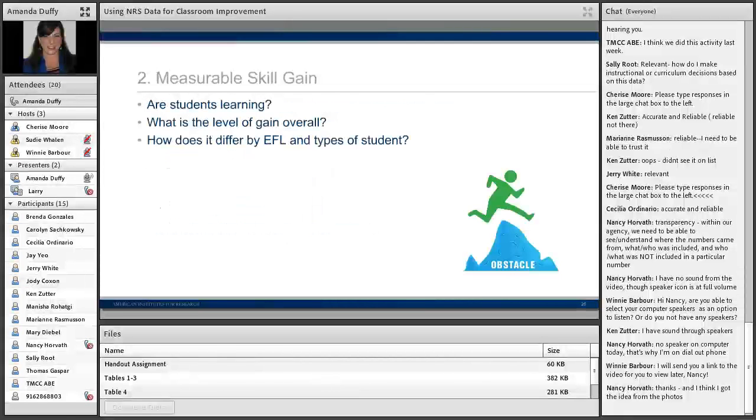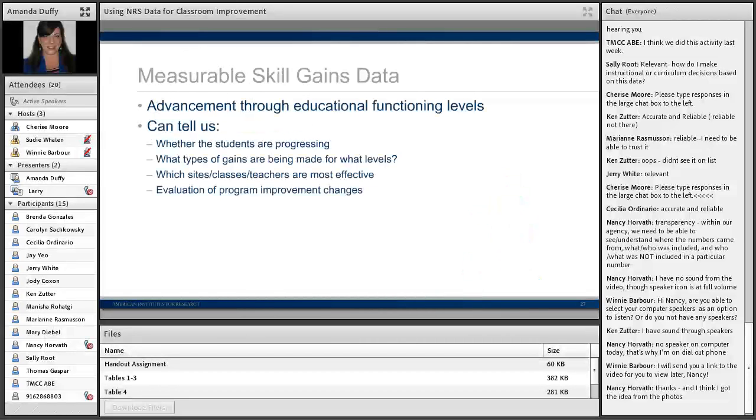And then, of course, measurable skill gains. Are students learning? What is the level of gain overall? And how does it differ by ESL and types of students? And then looking at that information and saying, okay, what can we do with this now? Again, measurable skill gain data can tell us whether the students are progressing, what types of gains are being made for what types of students, which particular site or class or teachers are effective, and contributing to the overall evaluation of program improvement.